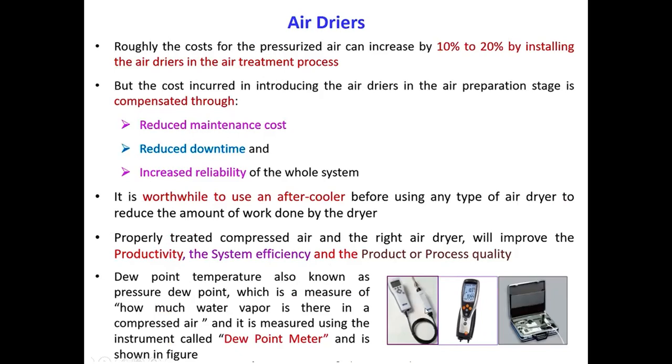It is worthwhile to use an aftercooler before using any type of air dryer to reduce the amount of work done by the dryer. Properly treated compressed air and the right air dryer will improve the productivity, the system efficiency, and the product and process quality. Dew point temperature, also known as pressure dew point, is a measure of how much water vapor is there in compressed air, and it is measured using the instrument called dew point meter and is shown in the figure.